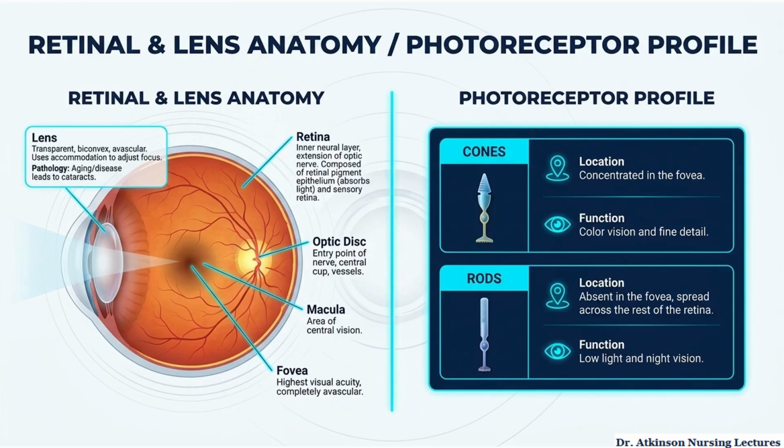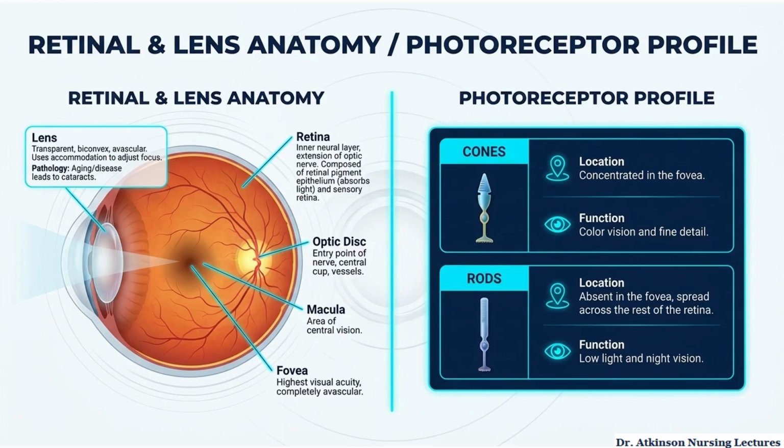The retina is the inner neural layer of the eye and is an extension of the optic nerve. It contains the retinal pigment epithelium, which absorbs light, and the sensory retina. The optic disc is the entry point of the optic nerve and retinal vessels. The macula is responsible for central vision, while the fovea contains the area of highest visual acuity and is completely avascular. Cones are concentrated in the fovea and are responsible for color vision and fine detail.